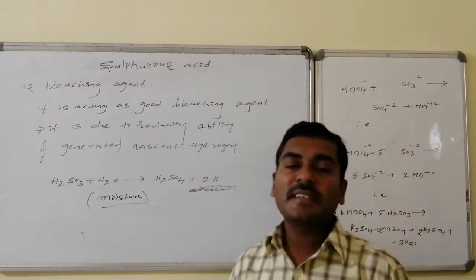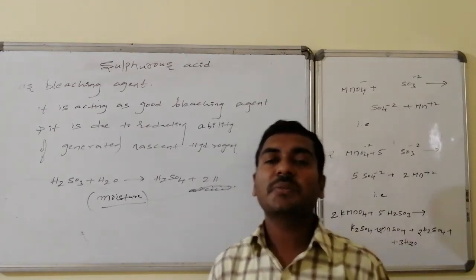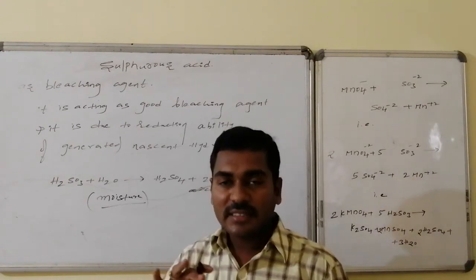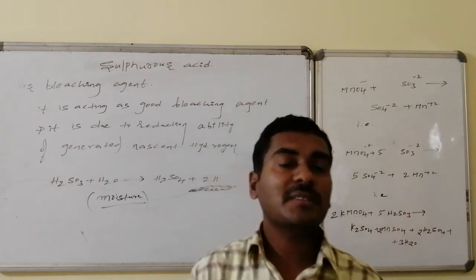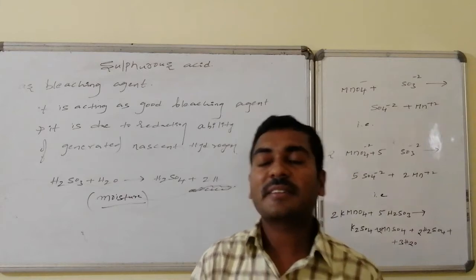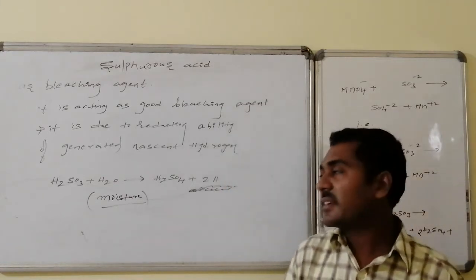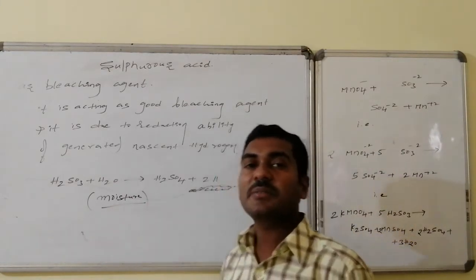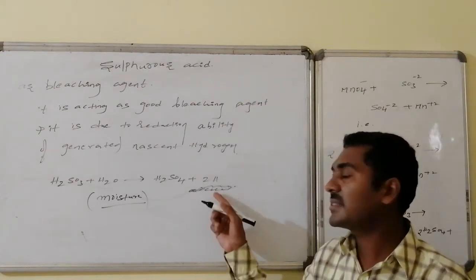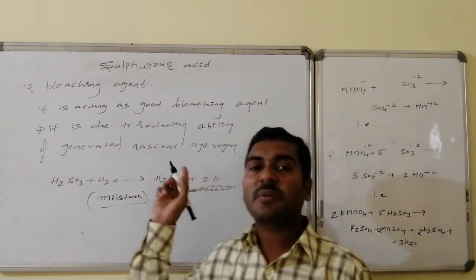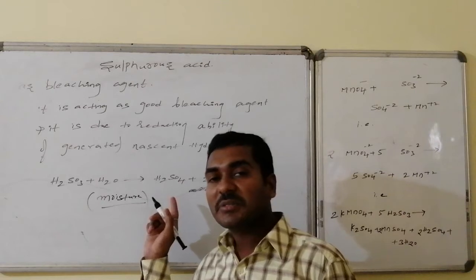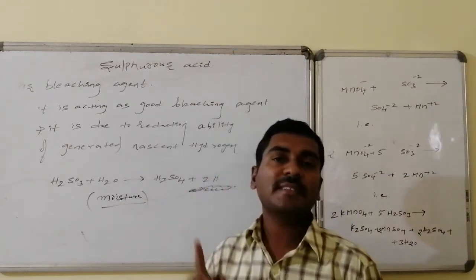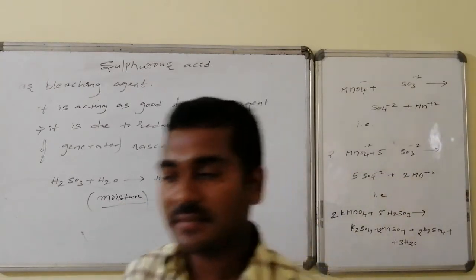The bleaching agent nature is due to the reduction property, and reduction is due to the generated nascent hydrogens when sulfurous acid reacts with moisture. So the reaction of moisture with sulfurous acid results in sulfuric acid followed by nascent hydrogens. These nascent hydrogens participate in reduction. Due to these generated nascent hydrogens, it acts as a bleaching agent.